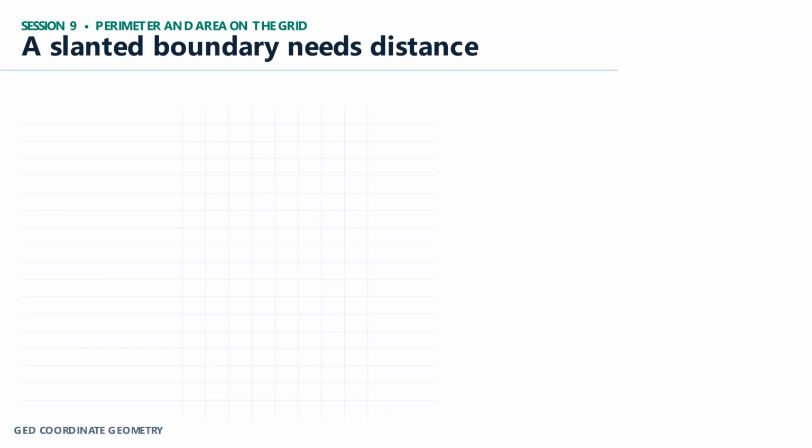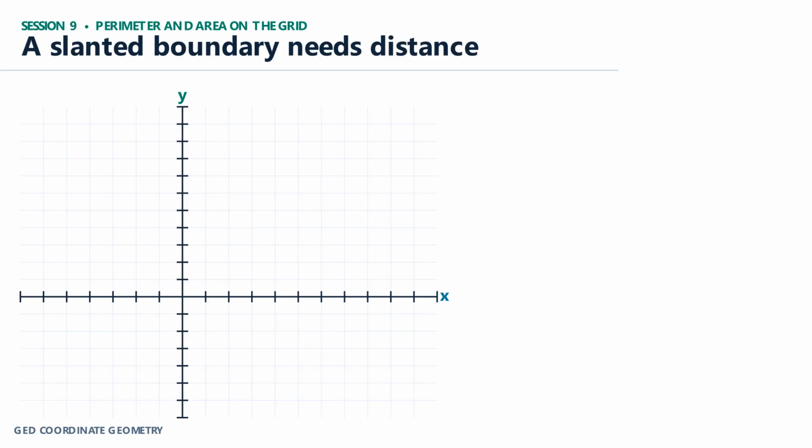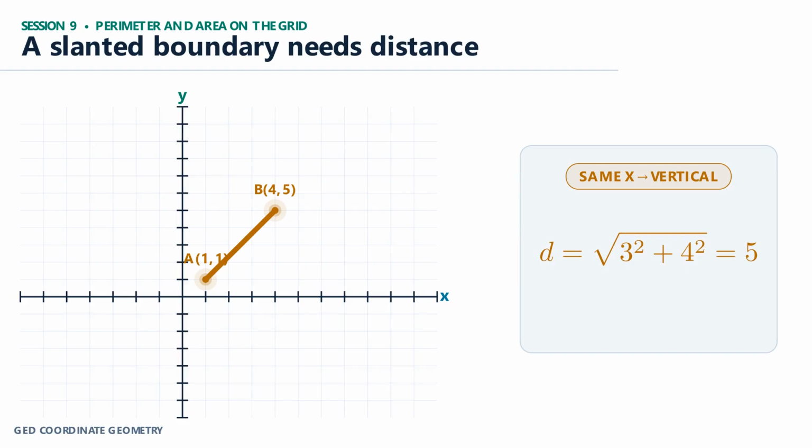When a perimeter includes a slanted side, use the distance formula. From (1, 1) to (4, 5), the horizontal and vertical changes are 3 and 4, so the side length is 5. Axis-aligned sides use one absolute difference. Diagonal sides use the square root of squared changes. Add every boundary segment exactly once.